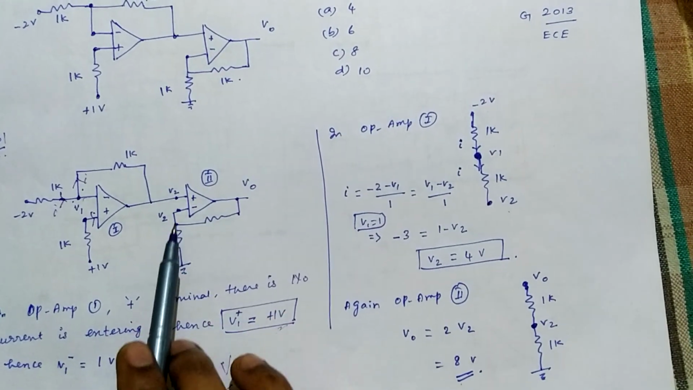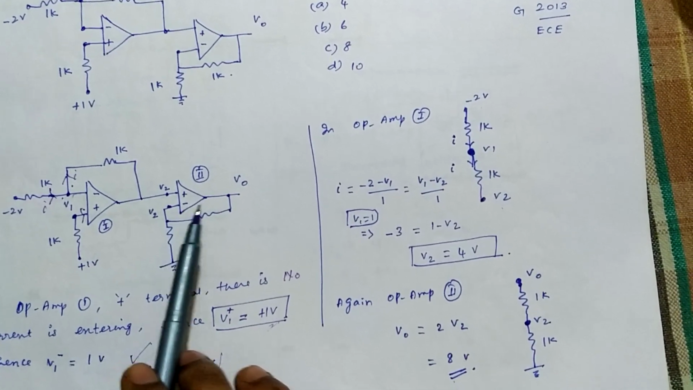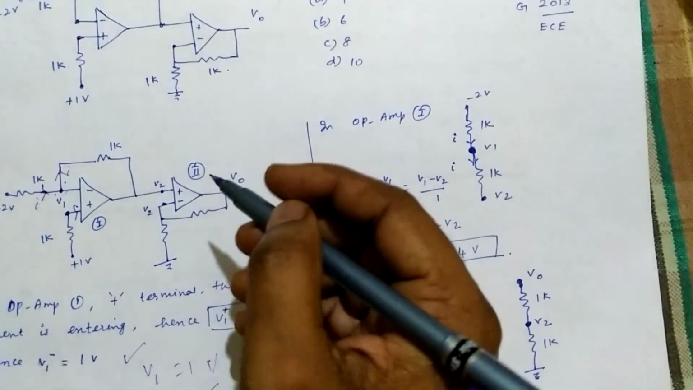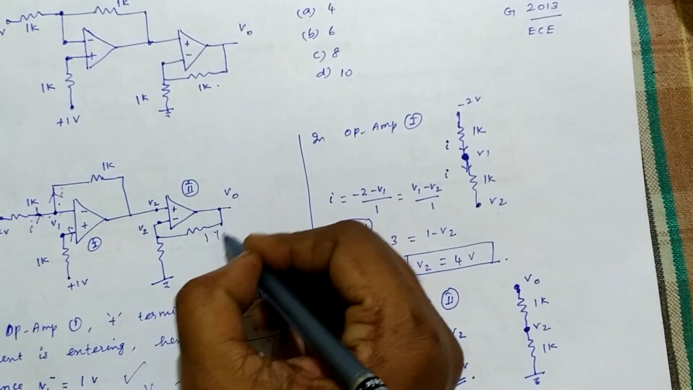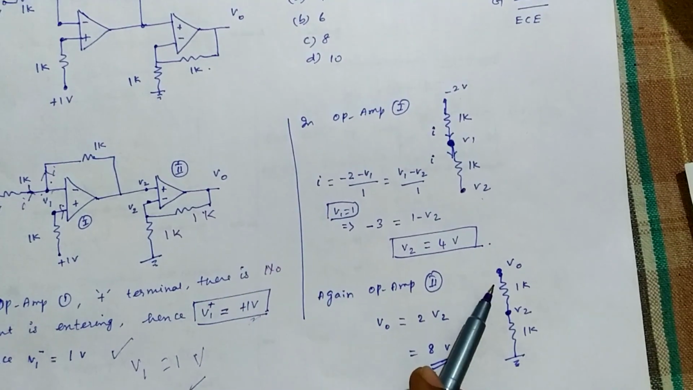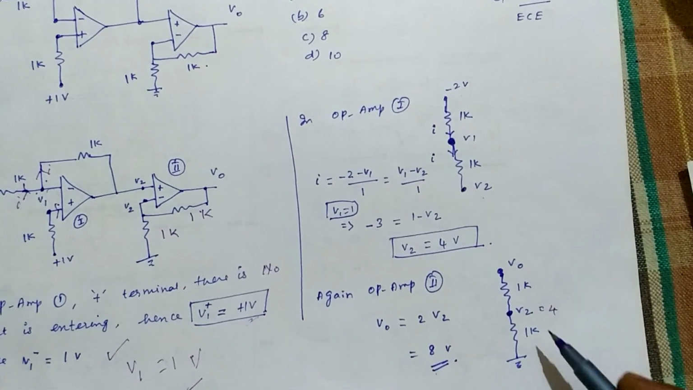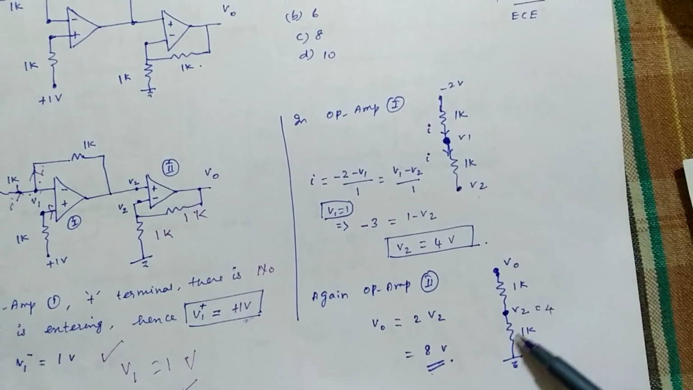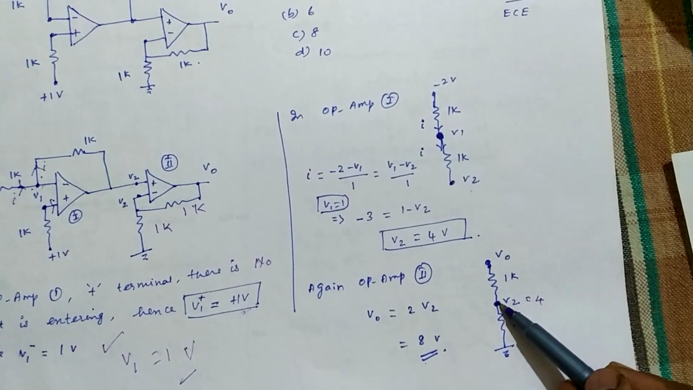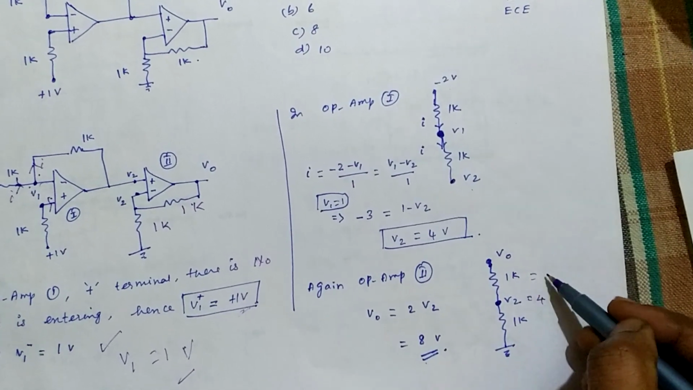Again, for the second op-amp, coming to the inverting terminal, we have the output voltage. This is 1 kilo ohm and this is also 1 kilo ohm, so 2 kilo ohm. We calculated this V2 is 4 volt. Since this is an identical circuit, here we have a 1 kilo ohm resistor. The drop in this 1 kilo is 4 volt, and of course the drop in this 1 kilo is 4 volt.